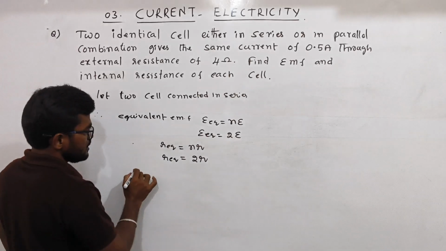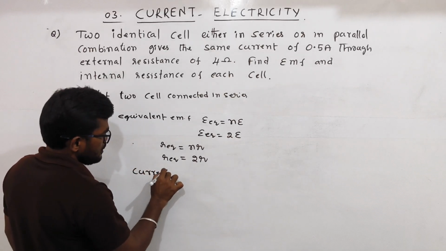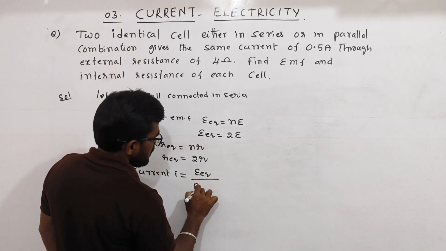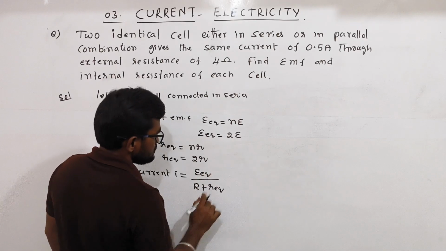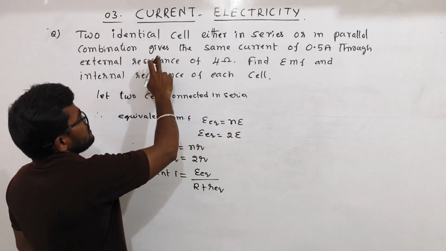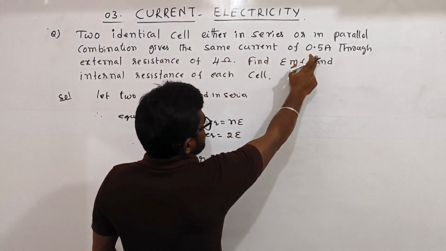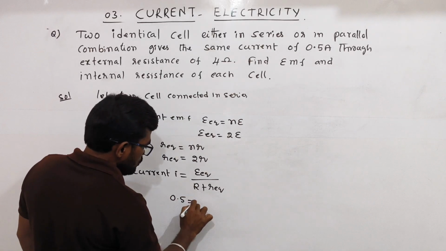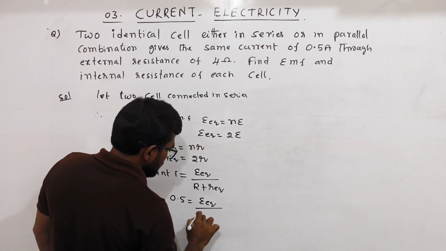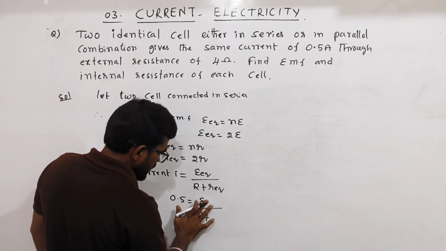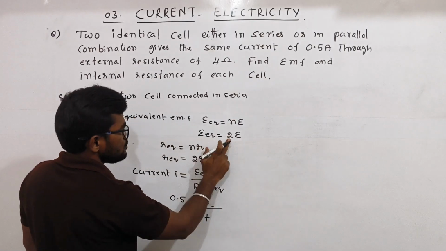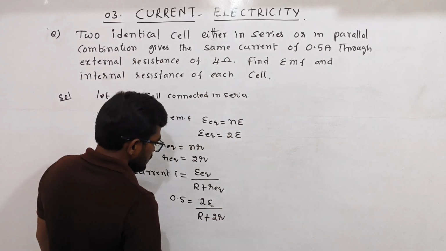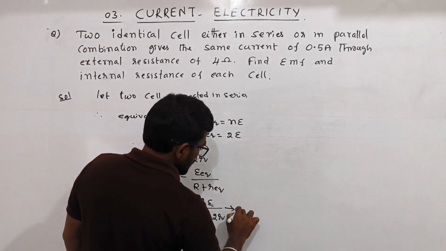Then we know the formula for current. Current I is equal to E equivalent divided by capital R plus R equivalent. In the given question, the same current is flowing through each combination, that is 0.5 ampere. So 0.5 is equal to E equivalent divided by R plus R equivalent. Let us substitute E equivalent is equal to 2E and R equivalent is equal to 2R. Let us say this is equation number 1.